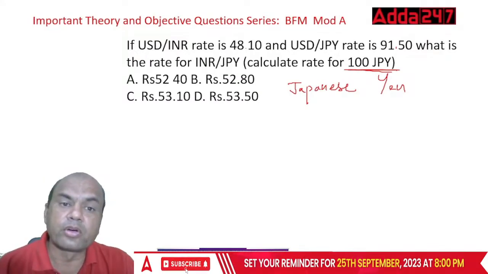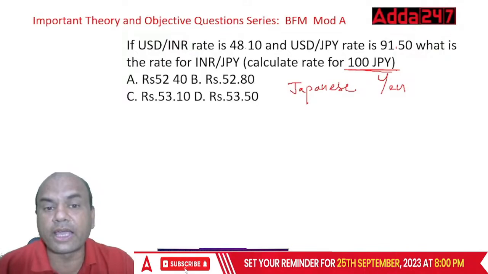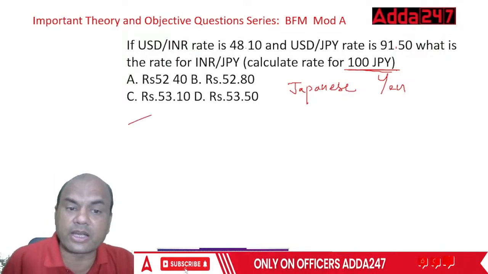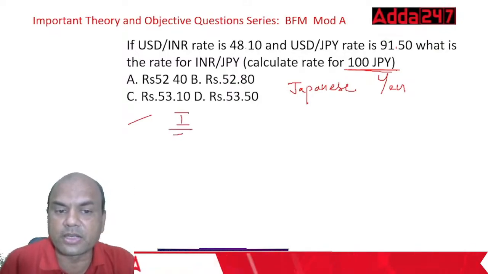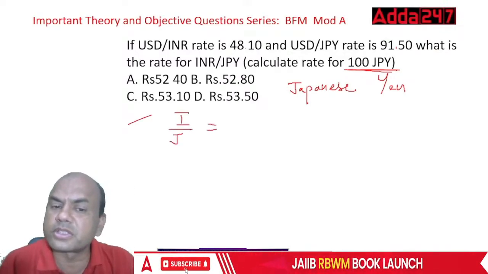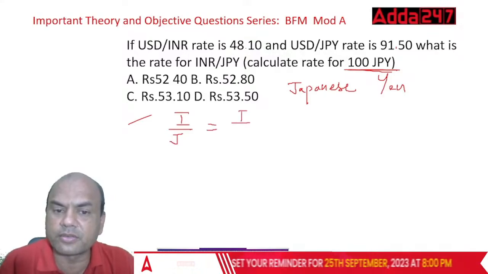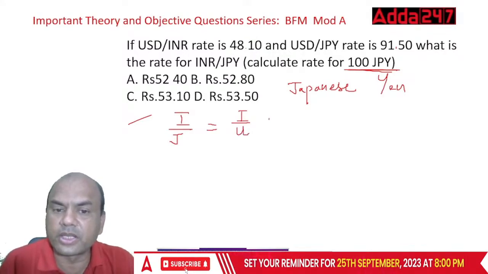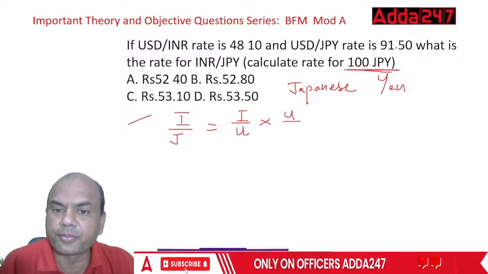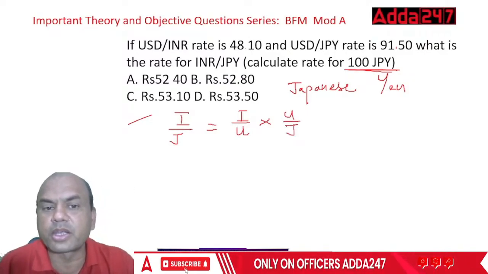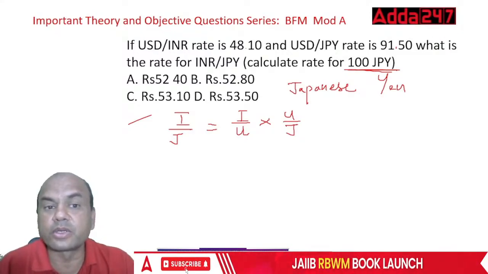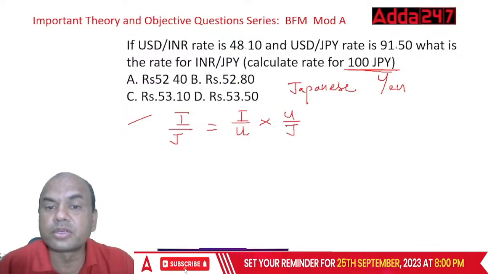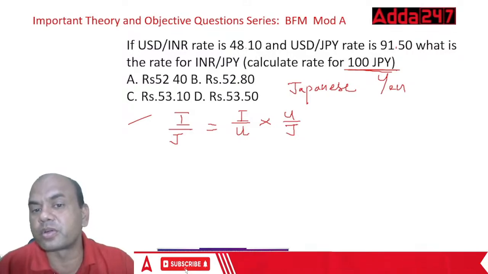So what is the rate now? You want INR to JPY. See here, it is INR to JPY we wanted. I'll write it J over here. Again use the same chain rule. INR to USD into USD to JPY. Are you having both the rates? Are you having INR to USD? See here, USD to INR rate is given. INR to USD into USD to JPY. This is what you want.